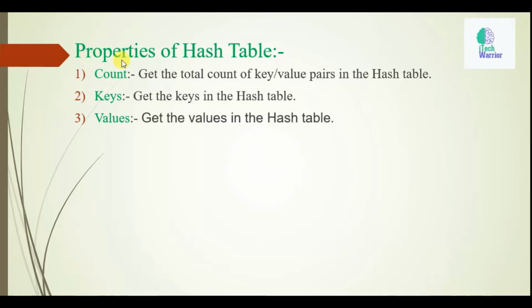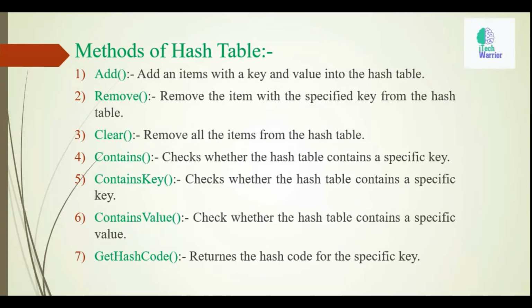And these are the properties of hash table. 3 properties. First property is Count. Get the total count of key value pairs in the hash table. Second property is Keys. Get the keys in the hash table. Third property is Values. Get the values in the hash table. So these are the properties and these are the methods inside hash table.